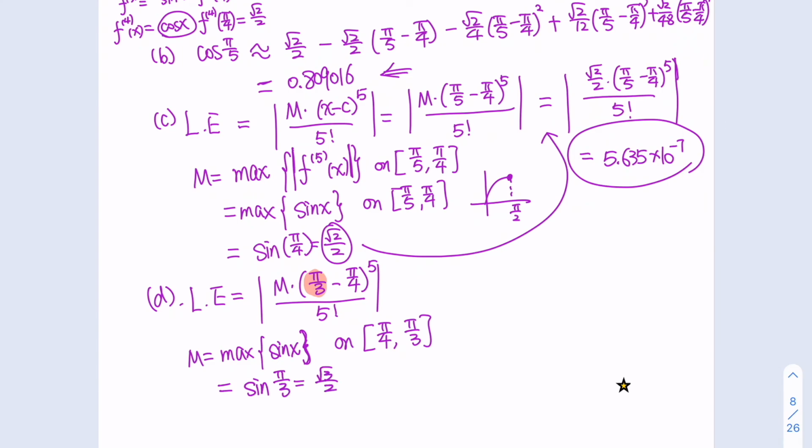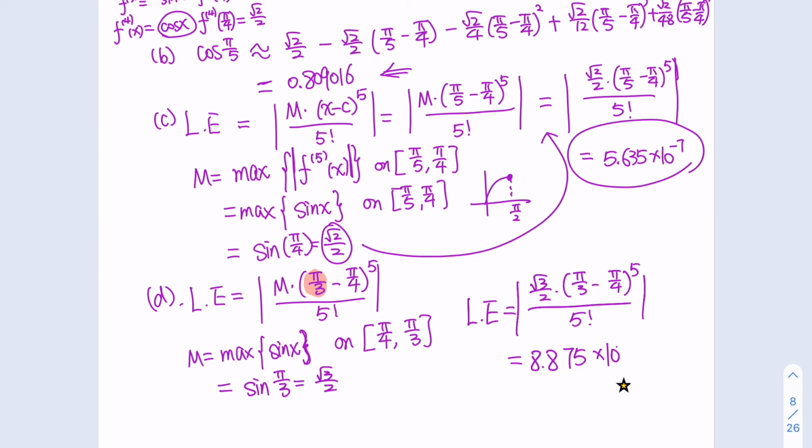So the Lagrange error bound is given by square root of 3 over 2 times pi over 3 minus pi over 4, to the 5th power, over 5 factorial, which is 8.875 times 10 to the negative 6. This is your x. This is your c.